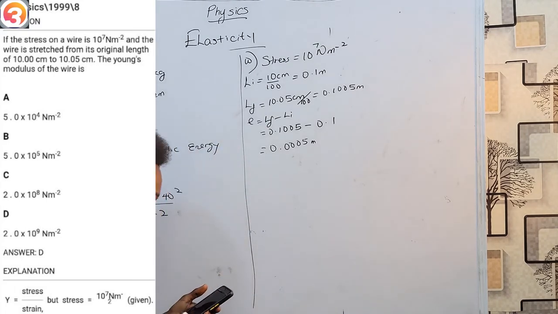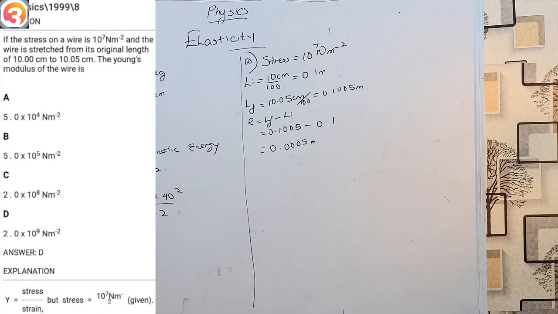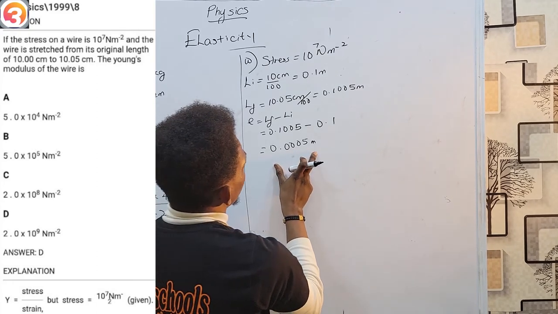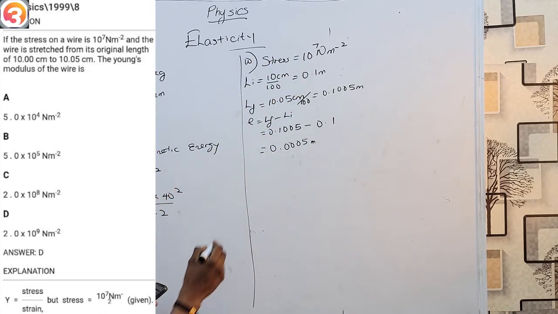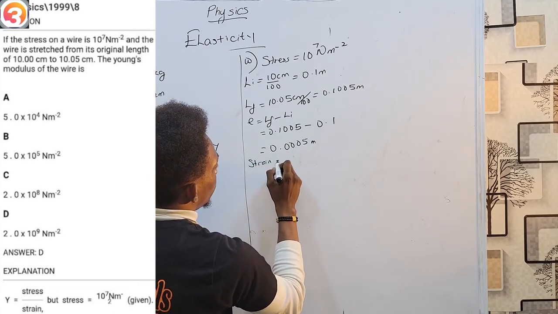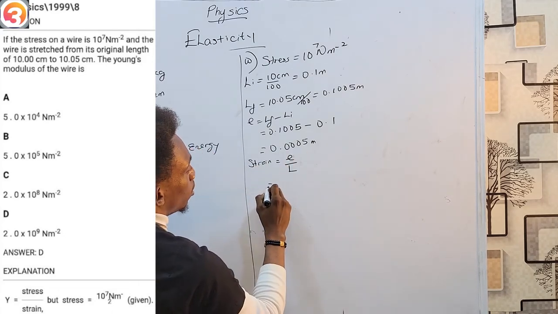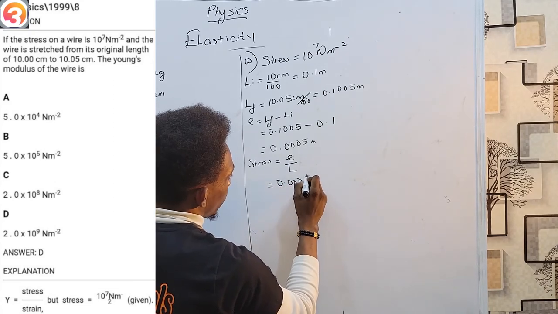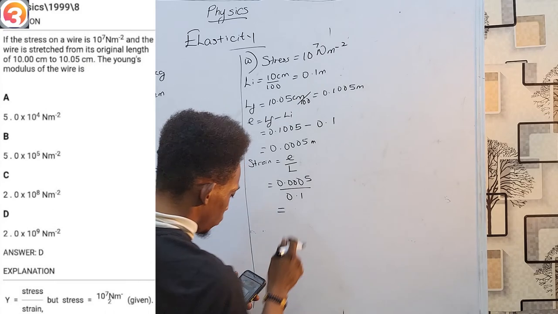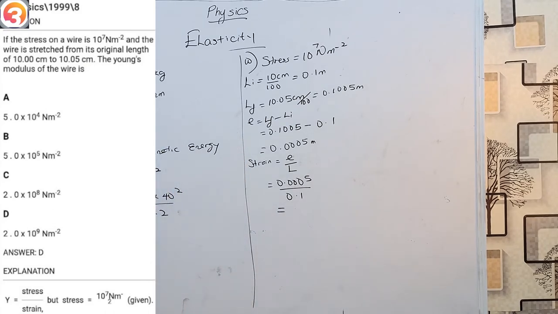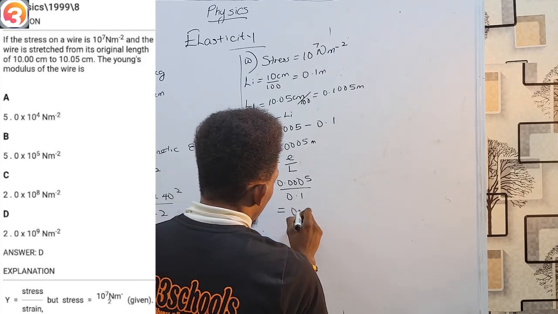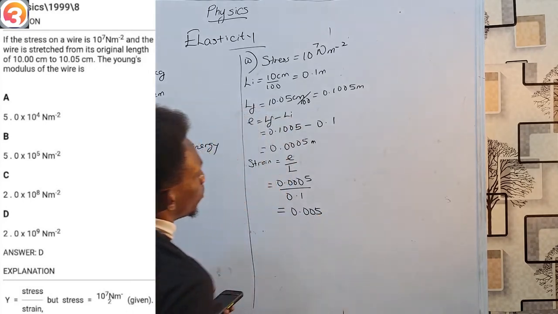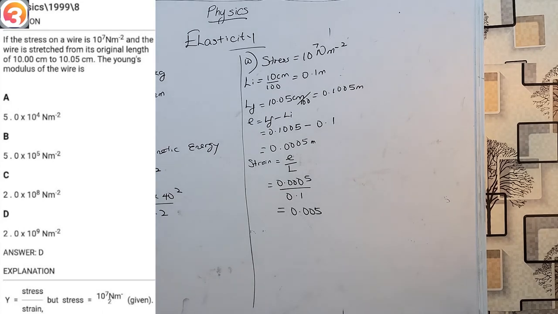So we have been asked in this question to find the Young's modulus of the wire. Now, I know extension. If you remember, based on the fact that I know stress, if I want to find strain, I know that my strain is extension over original length. So that would be 0.0005 over 0.1. And again, calculator, 0.0005 over 0.1. That will give you 0.005. Now my strain has no units.